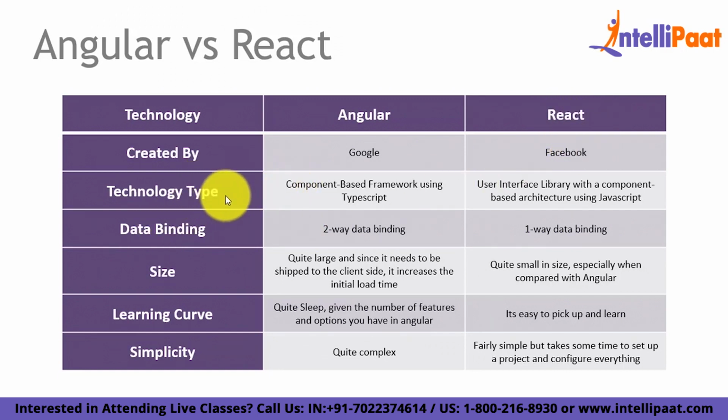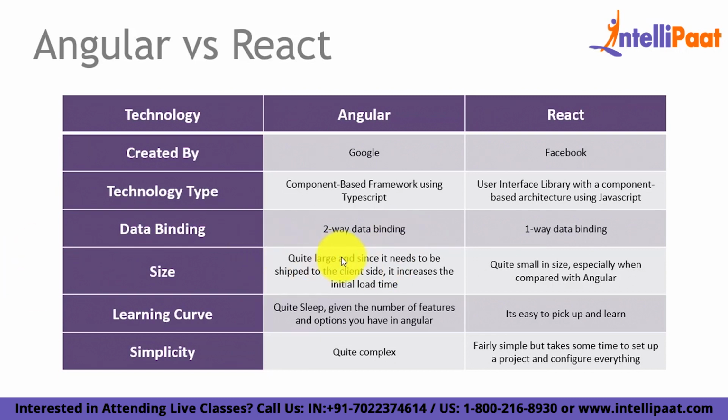Technology type, as I said, in the case of Angular, it is all based upon components and using TypeScript. Whereas in this scenario, they are still using JavaScript, a user interface library with a component-based architecture using JavaScript. Data binding: Angular supports two-way data binding, whereas React has one-way data binding. Two-way data binding meaning is very simple. Whenever we make any changes in the view, automatically they should be saved or reflected in the model. Similarly, the model here is nothing but the component. If I make any changes in the component, those changes should be immediately reflected in the view.